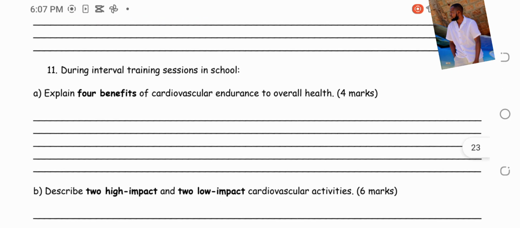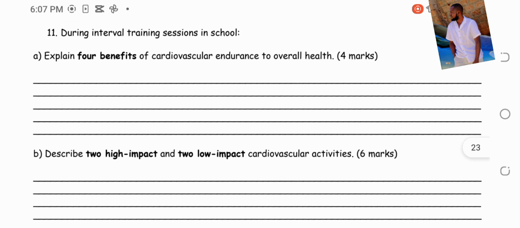Then during interval training sessions in school, explain 4 benefits of cardiovascular endurance to overall health. Let me think out loud. I want to give clear points. Benefits: number 1, strong heart. You can have a very strong heartbeat. Then better oxygen flow. We can also control weight and reduce the risk of heart-related diseases.